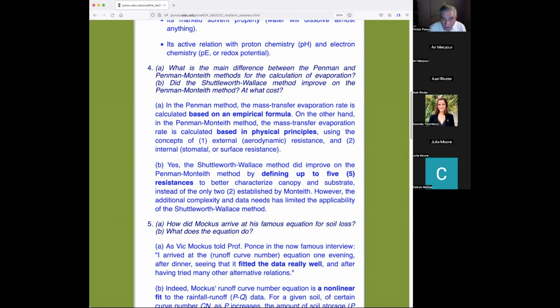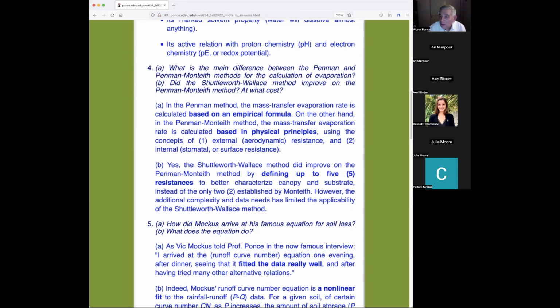Okay, so the second question: did the Shuttleworth-Wallace method improve on the Penman-Monteith method? See, this is the issue here. The Penman-Monteith method had 2 resistances. Granted, they were hard to evaluate, and they're still hard to evaluate. But there's more than 50 years of experience with the Penman-Monteith, also for ecosystems, not just agriculture. So the Penman-Monteith is very well established.